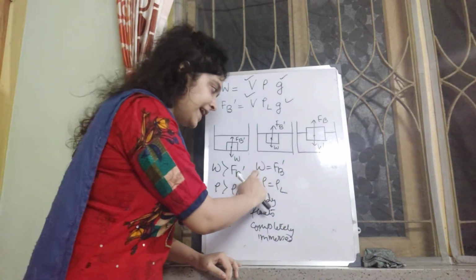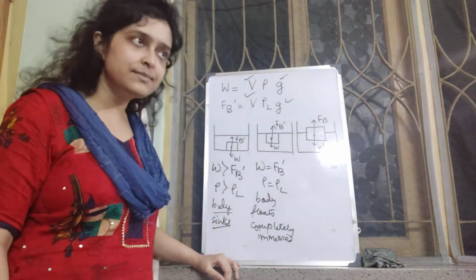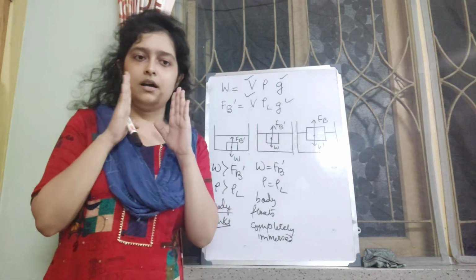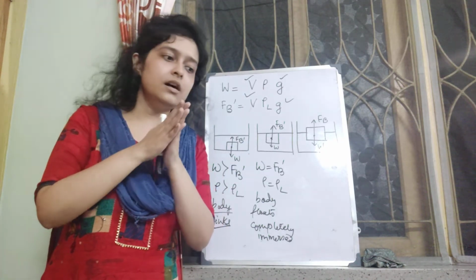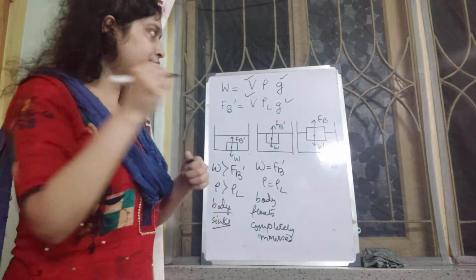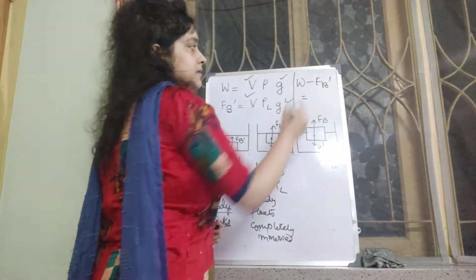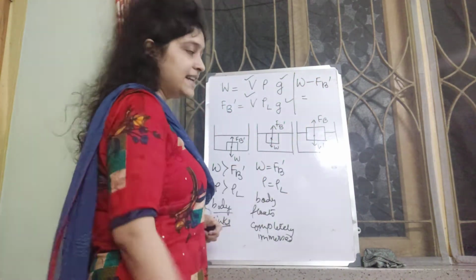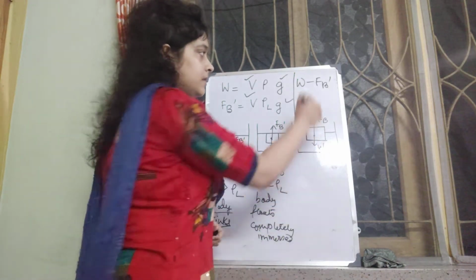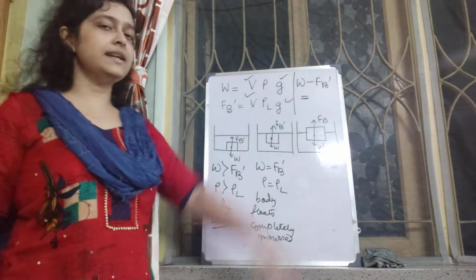Can you tell me then one thing? If the weight of the body is equal to the maximum upthrust, what is the apparent weight of the body? Upthrust means the apparent loss in weight. W minus FB dash will mean what? The apparent weight of the body in liquid. So the apparent weight of the body in liquid is W minus FB dash.